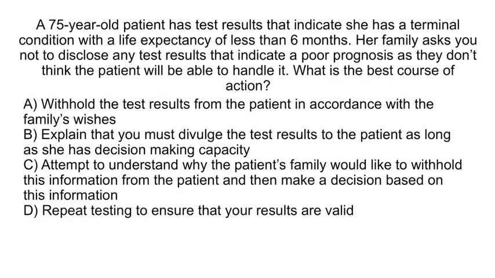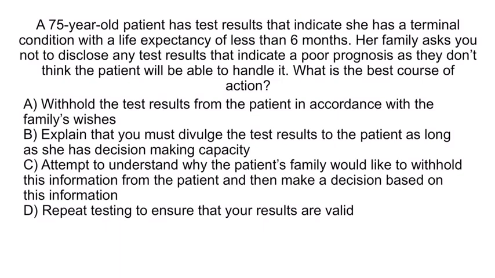A. Withhold the test results from the patient in accordance with the family's wishes. B. Explain that you must divulge the test results to the patient as long as she has decision-making capacity. C. Attempt to understand why the patient's family would like to withhold this information from the patient, and then make a decision based on this information. D. Repeat testing to ensure that your results are valid.